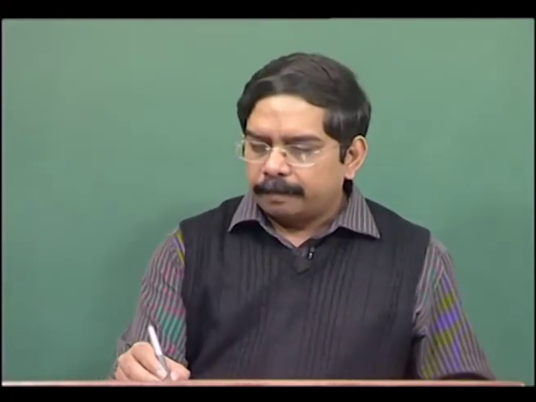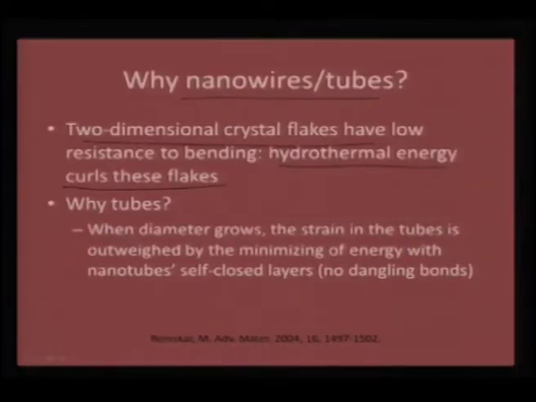Therefore, usually when we try to prepare oxides, we either end up with nanowires or rods or tubes, and this is mainly because the resistance to bending is overcome by the high pressure. And why tubes? Because when the diameter grows, the strain of the tubes is outweighed by minimizing the energy, and therefore you actually get nanotubes under hydrothermal conditions.